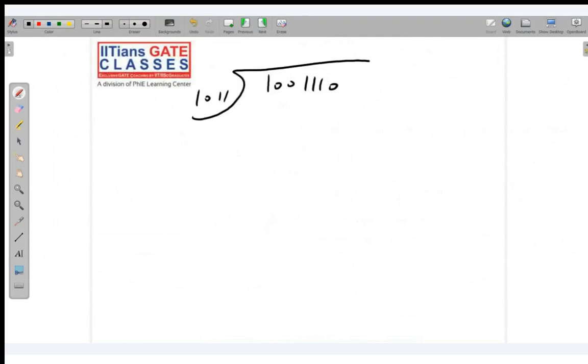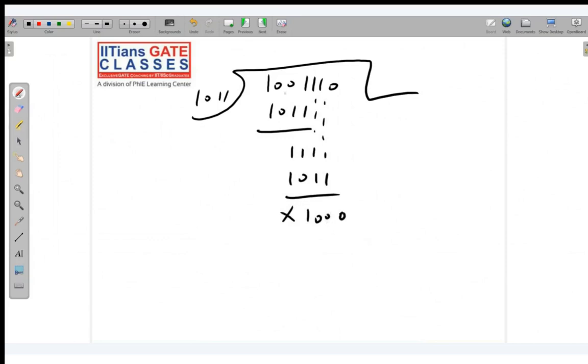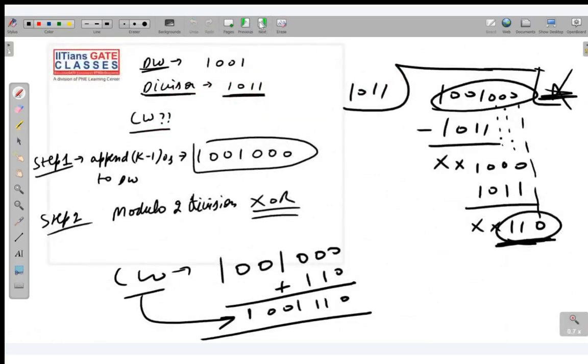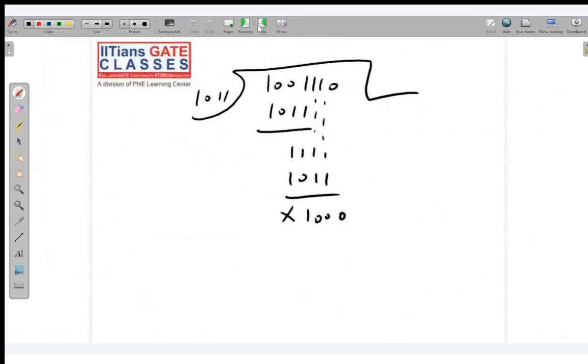So you do it. 1011. So 11. Then we will take 1. 1011, so cross. Oops, what have we done? 1100. Okay, 1011. Sorry for that. So 11, and here we have 0 1011. So 1011, I will simply cross it. So everything is crossed, and here the remainder is 0. So that's it. This is a valid code word.